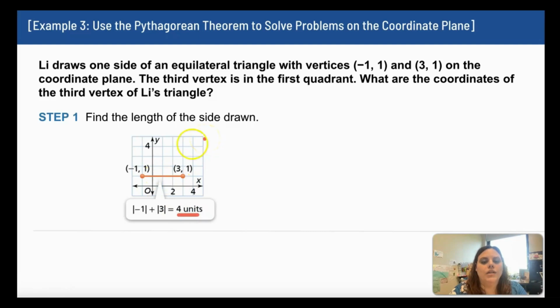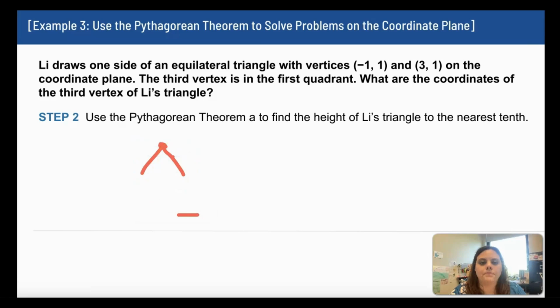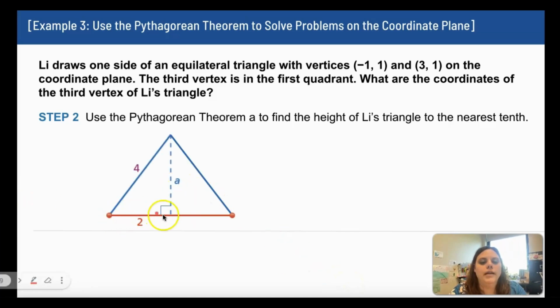Because this is an equilateral triangle, we want to create two sides that are also a length of 4. So whatever point this ends up being, we want these two sides to have a length of 4. So we'll use the Pythagorean theorem to find the height to the nearest tenth. So here again is that setup. It's 4 across the bottom, which means it's 2 across the side. And we know we want it to be 4 along the other side. So by putting in the height, we create this right triangle that we can use to find out what the height is. And you'll see how that helps us later.